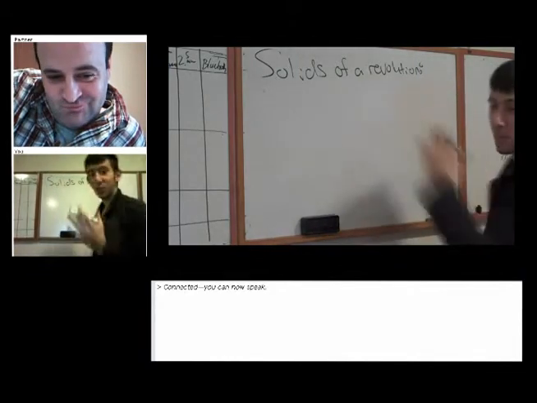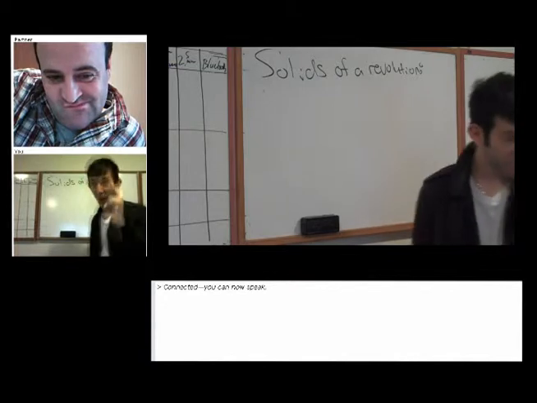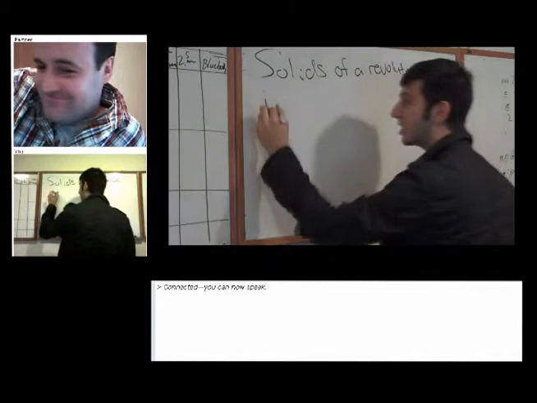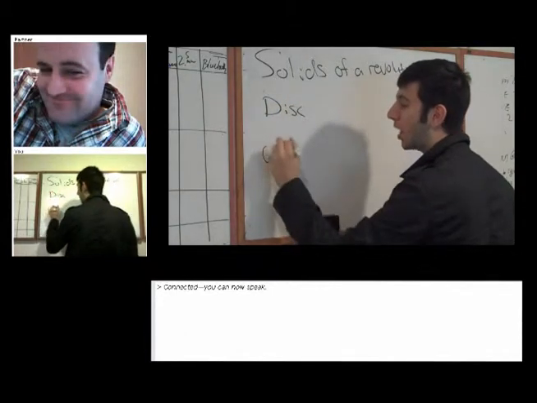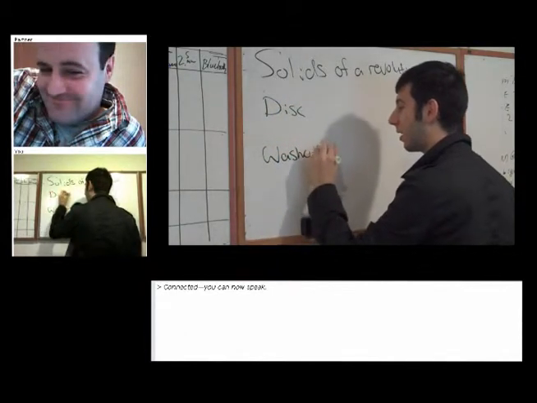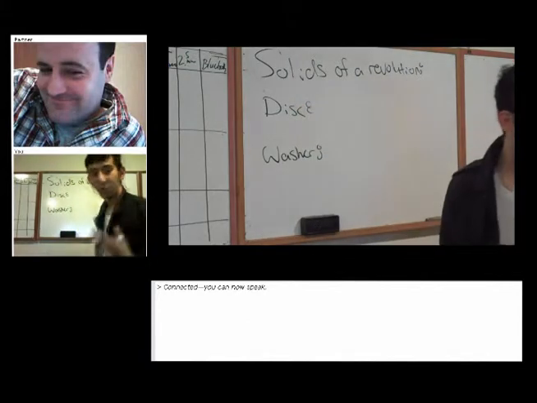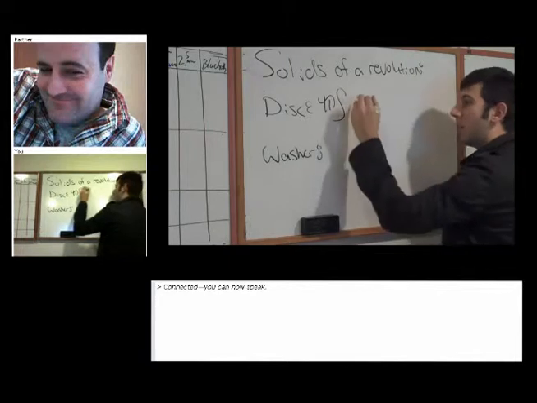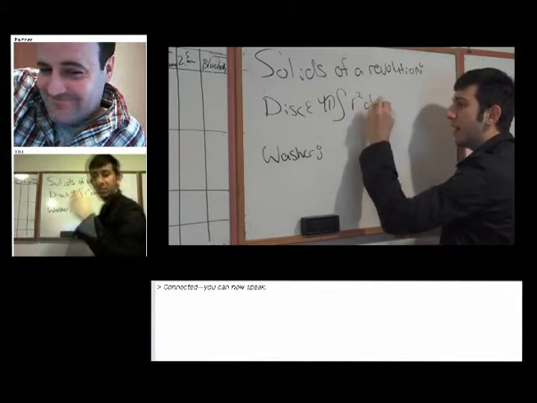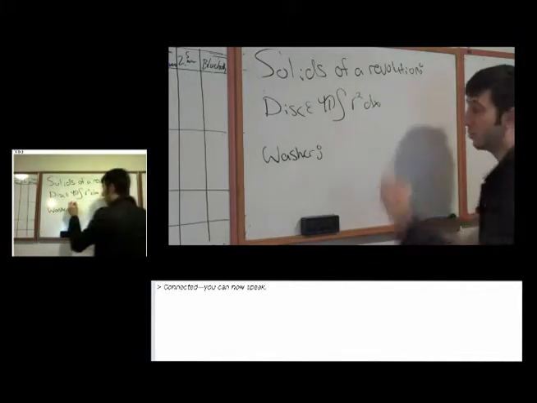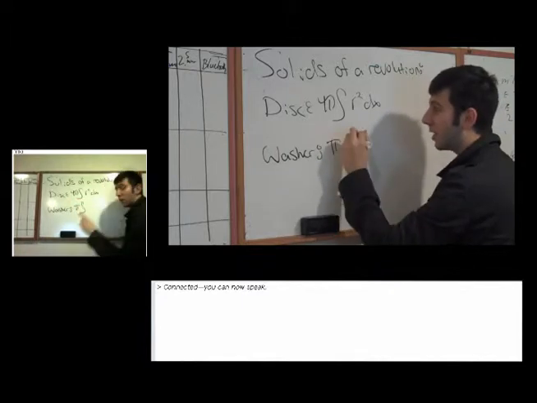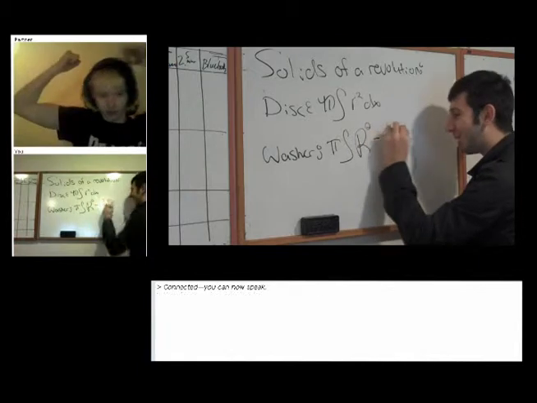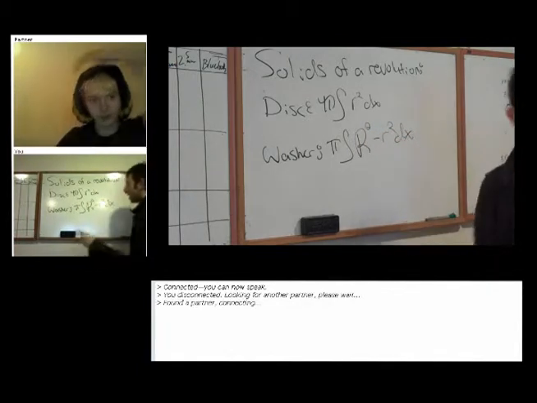When you see this type of question on your AP, the first thing that should pop into your head are the two different ways to solve it. You have the disk method and the washer method. Now the disk method has a unique formula. It's pi times the integral of r squared dx. Similar to the washer method, whose formula is pi times the integral of the difference, big R squared minus little r squared dx.